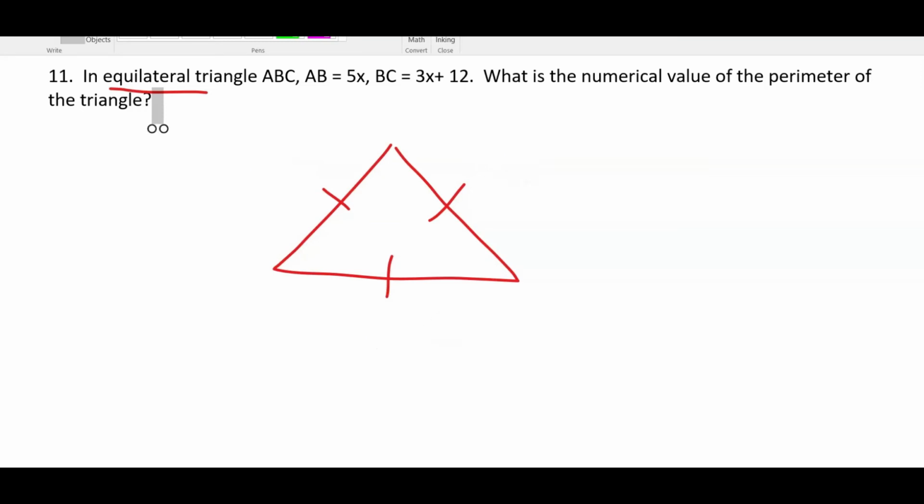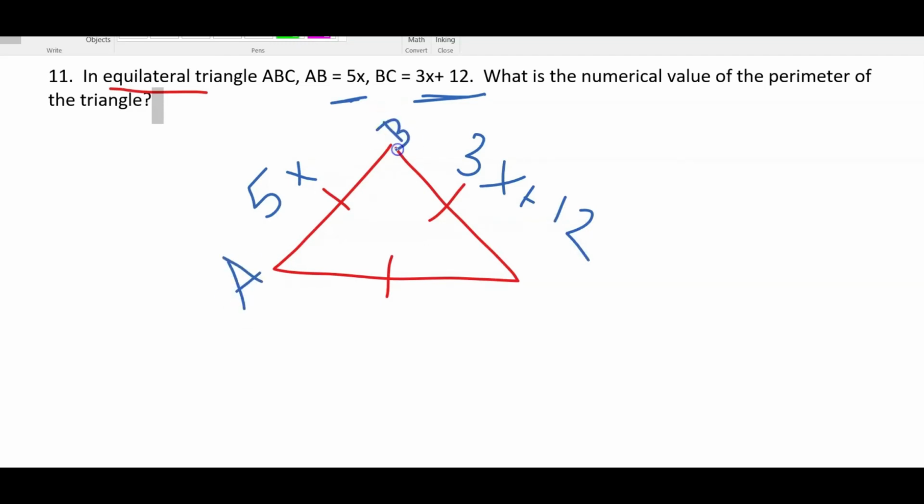Now, they give us an expression. They don't give us the side length of any side. They give us an expression, though, that represents the sides. They tell us that one side of this triangle, AB, is 5x. The other side of it is 3x plus 12. Okay, and that's what that means. This triangle, they have labeled it A, B, C, and they're just telling us that side AB was 5x and side BC was 3x plus 12.